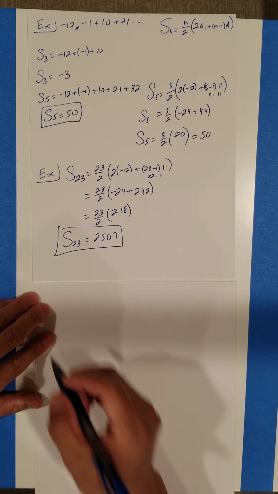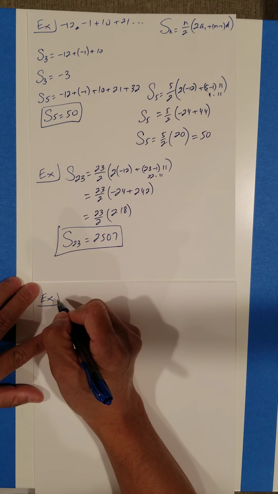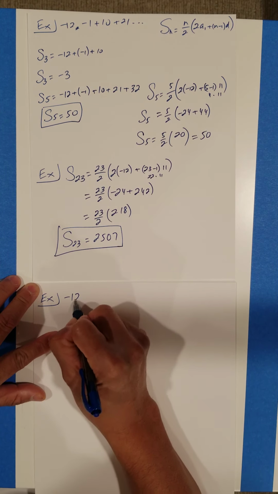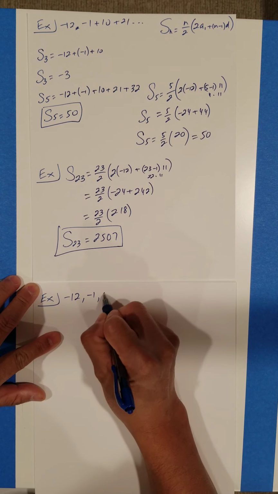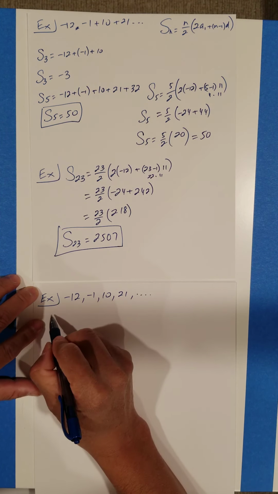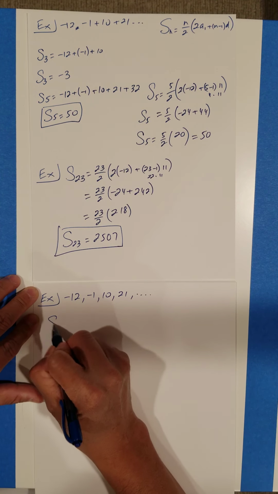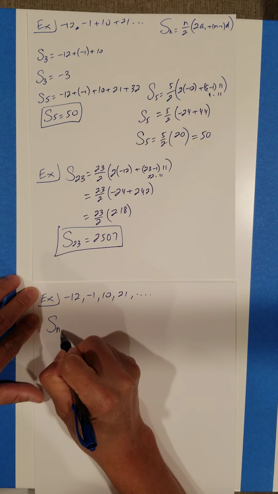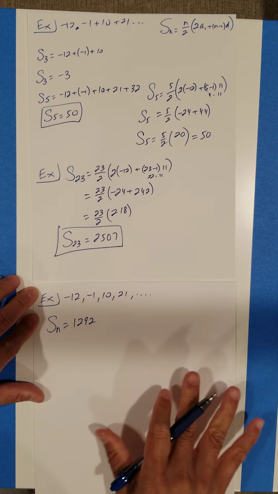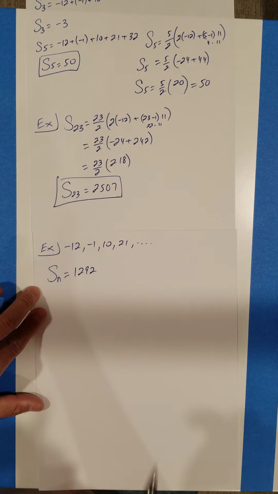Now, the next level up of this type of question, again, is they're going to give you a kind of a tricky problem a little bit. They're going to say for negative 12, negative 1, 10, 21, on, okay? They're going to say, hey, add these up. But S of how much? S of how much will be 1,292. How many numbers do I have to add up to give me 1,292?